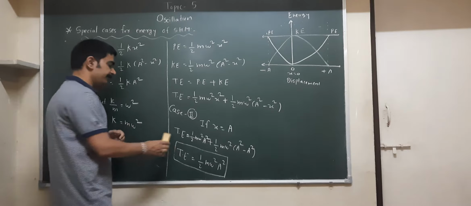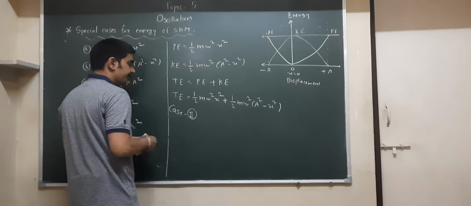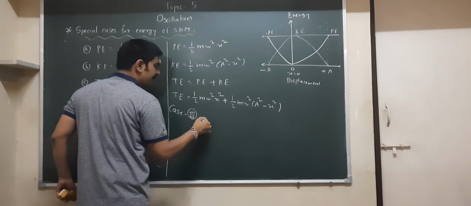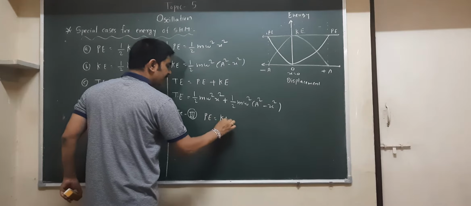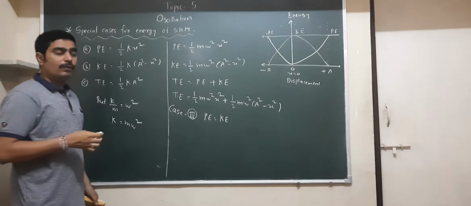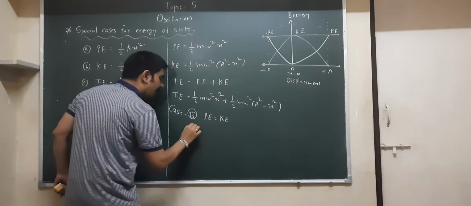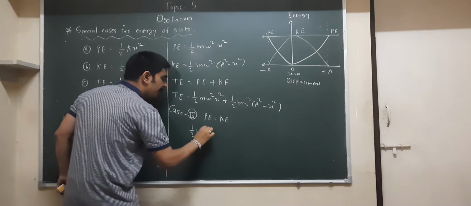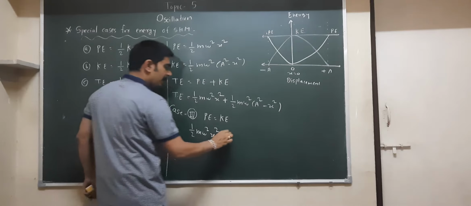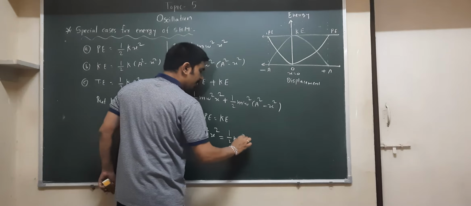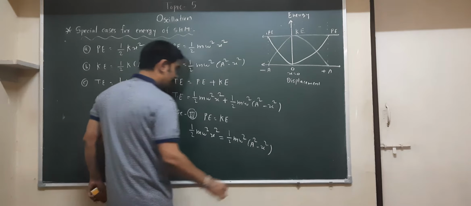Now case 3. In case 3, we have to see what happens if the potential energy is equal to the kinetic energy. If both the energies are the same, what will happen? So what is the formula for the potential energy? Half m omega square x square is equal to the kinetic energy, half m omega square into bracket a square minus x square.